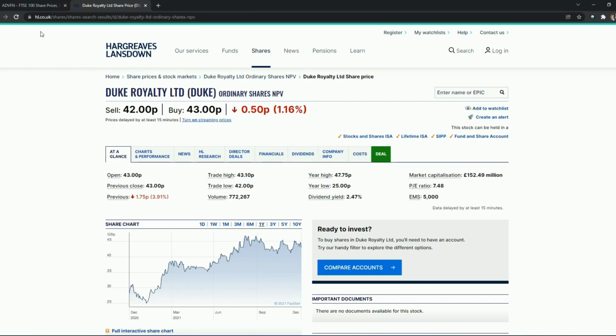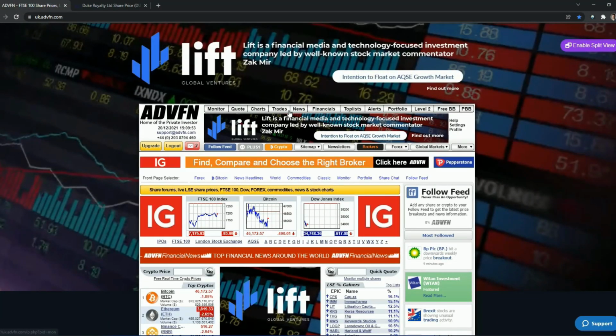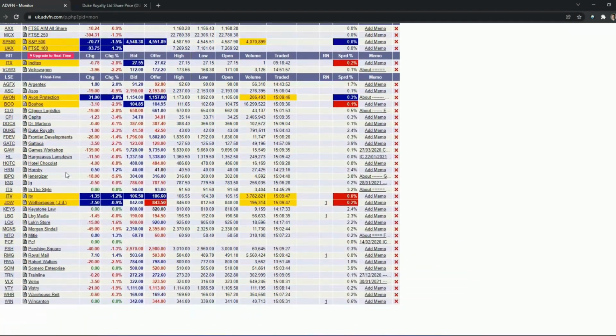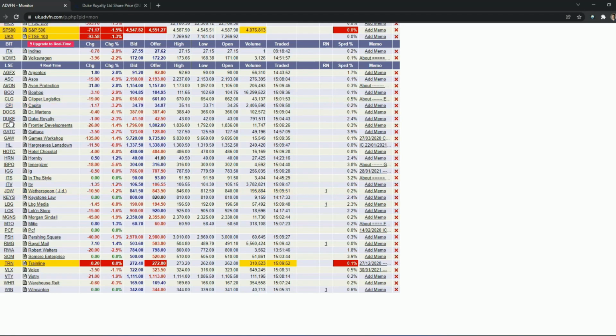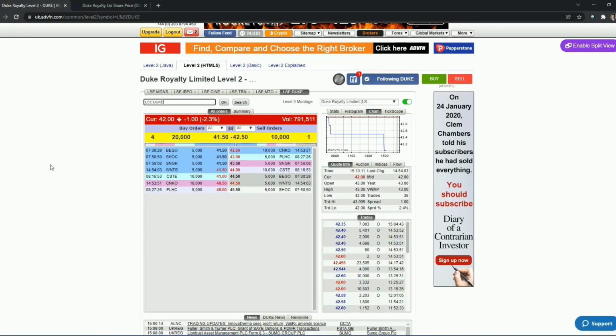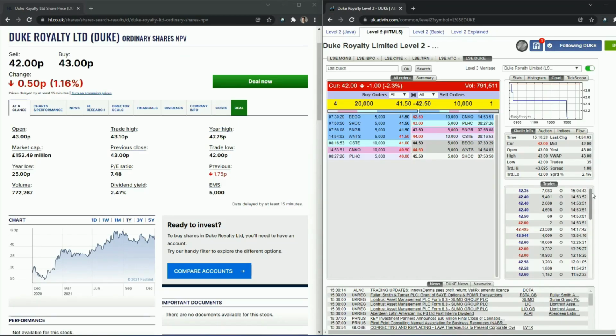Let's go back to ADVFN and let's find Duke Royalty on ADVFN's website. Now I'm going to click on monitor. There's a number of different ways you can do this. I'm going to use the monitor, which is essentially a watch list. I happen to have them on a watch list here. So I'm just going to click on the ticker Duke on the left hand side there, and it'll take me straight to the level 2 page. And now let's go side by side. Great, here we go. We've got a side by side comparison.